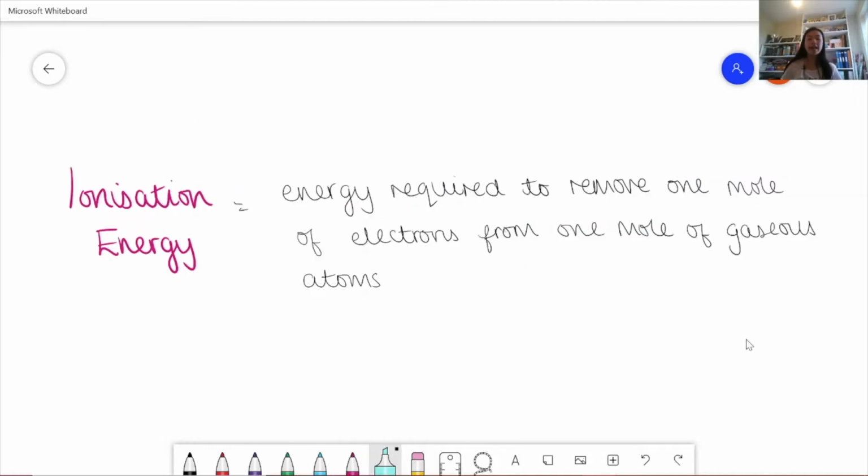Ionization energy is the energy required to remove 1 mole of electrons from 1 mole of gaseous atoms. And the things to remember about ionization energy are that you're removing 1 mole of electrons from 1 mole of gaseous atoms. And so everything needs to be in their gas states. For example, the first ionization energy is the energy required to remove 1 mole of the outermost electron from 1 mole of gaseous atoms, and this forms +1 gaseous ions.